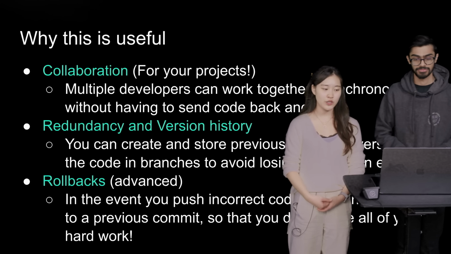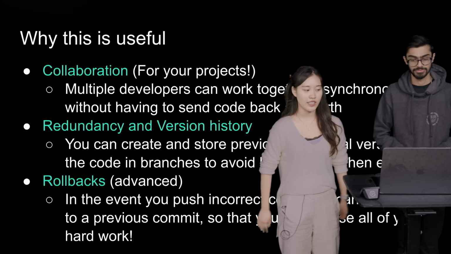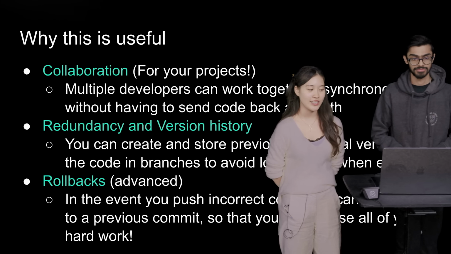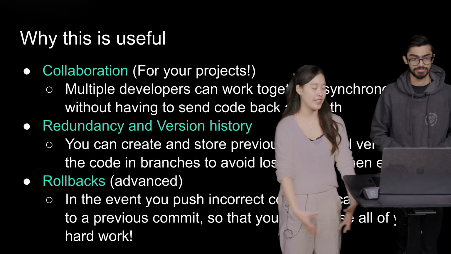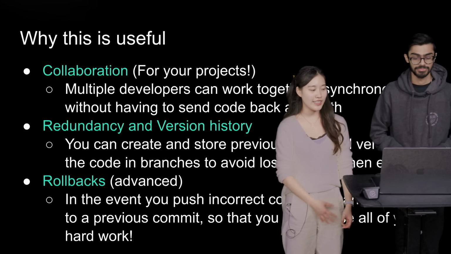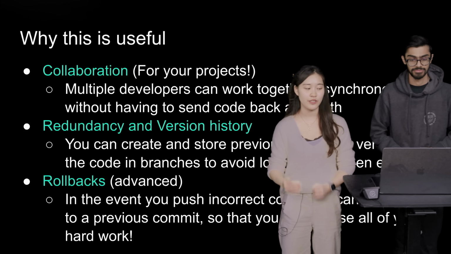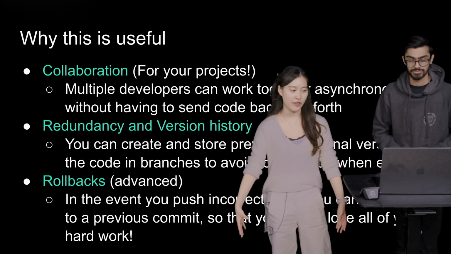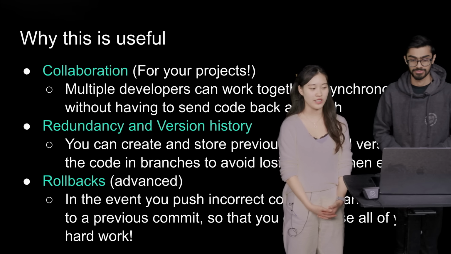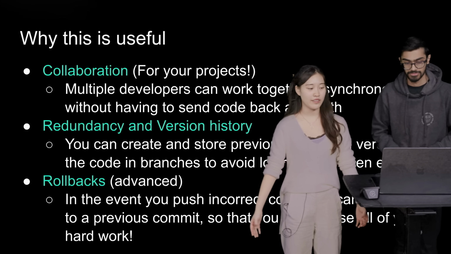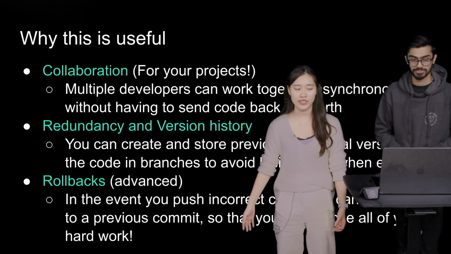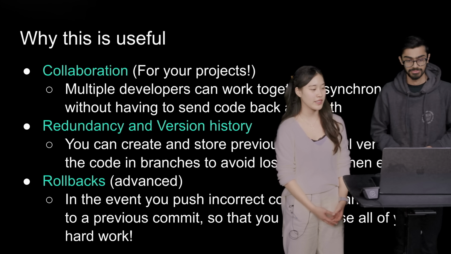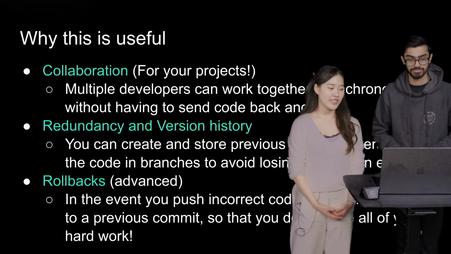So you can create and store previous functional versions of the code and branches to avoid losing code when editing. Remember that Git essentially allows you to look at the whole edit history of the code you had and just allows you to keep track of the different versions that we've been working on. So you have this storage of these previous functional versions of the code, and essentially you will be able to avoid losing any code when you're editing, since code can get messy really quickly. And again, you can avoid rollbacks.